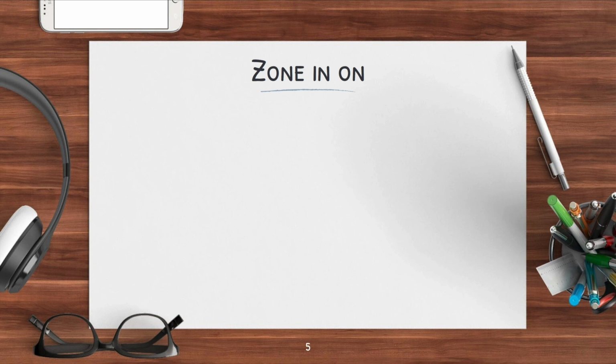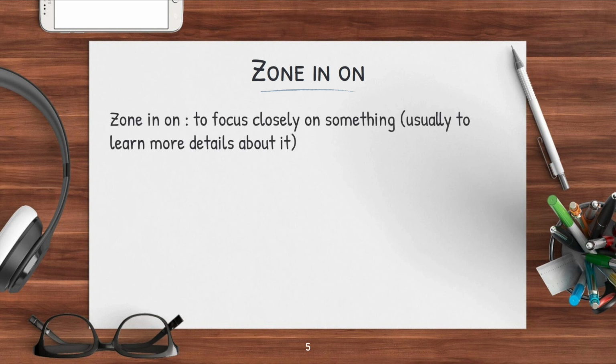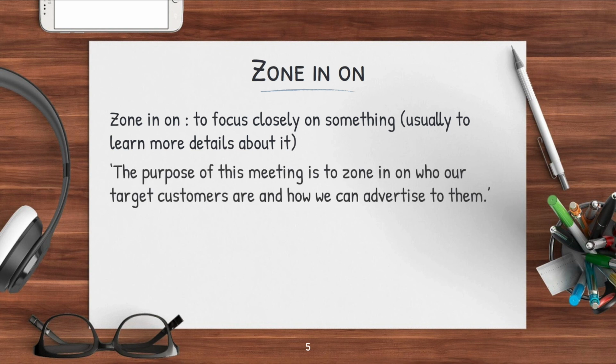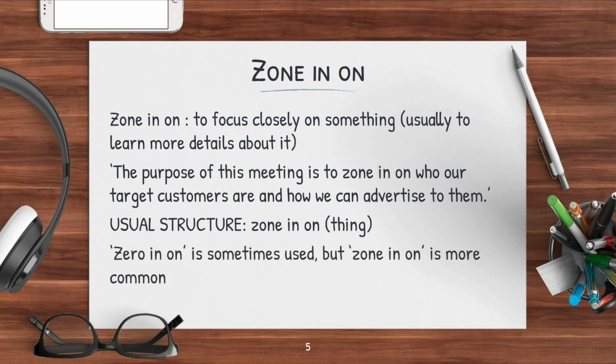Next, to zone in on something means to focus closely on it so you can learn more details about it. For example, the purpose of this meeting is to zone in on who our target customers are and how we can advertise to them. So the purpose is to focus on and learn more about our target customers. For the structure, you would use zone in on and then the thing you're trying to learn about. Zero in on is also sometimes used. It has the same meaning, but zone in on is a little bit more common.